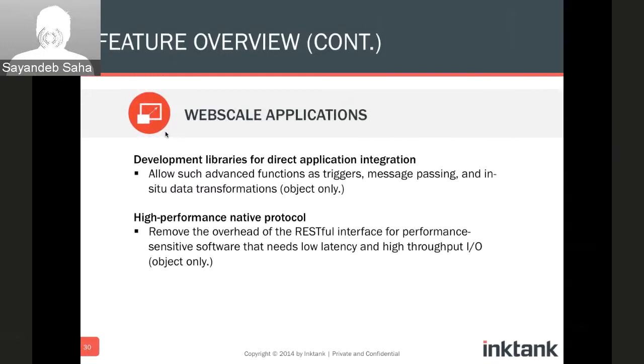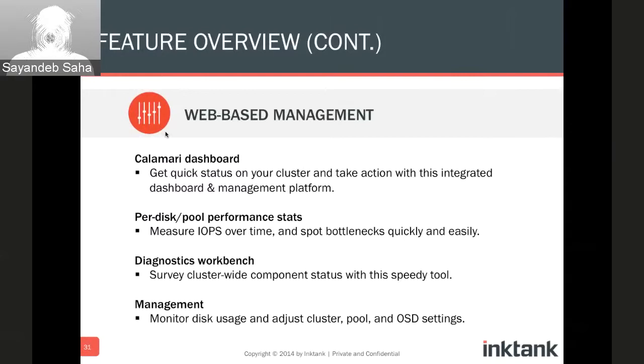So web-based management, again, it's through the Calamari dashboard. It basically gives you a good snapshot or overview of what's going on in the cluster at one point of time. This is diagnostics, workbench, management, it's just a good overall snapshot. Can do a little bit of trending too. However, it's still undergoing a lot of work, so you'll see more features being supported as time goes by.